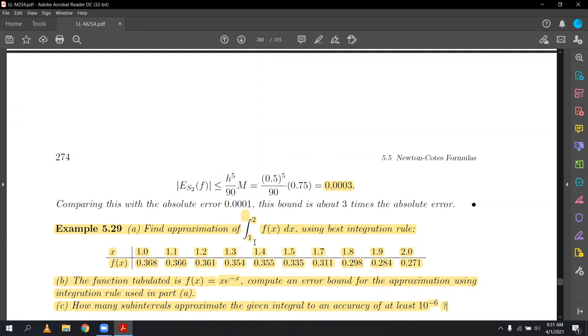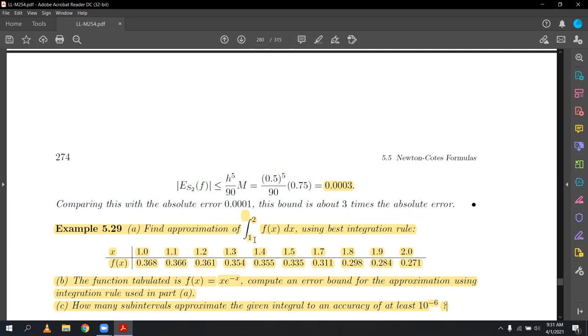It means if you want to use the best integration rule here, you need h, you need n, the number of points, but here nothing is given. But I mentioned, when I gave this problem in the exam, find the approximation with the minimum case, and the minimum case for this is the simple Simpson rule. I mentioned simple Simpson rule.